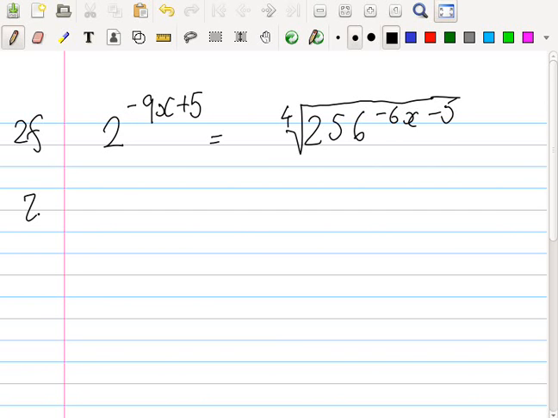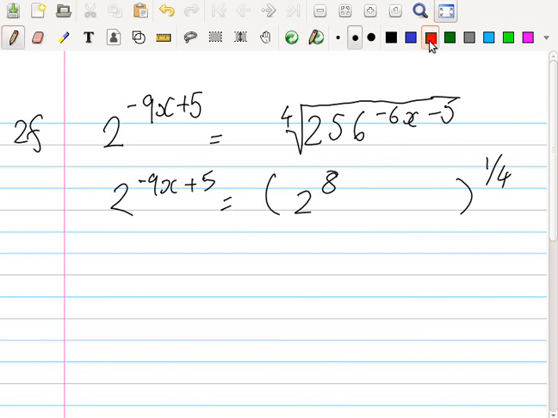Hang on, let's have a look here. 256, what is it? 2 times 100 and 2 power 8? Nice. Okay. No talking, please. 2 power minus 9x plus 5 equals 2 power 8. And you're right, that's a quarter, 1 over 4 power. And then this one here is minus 6x minus 5.